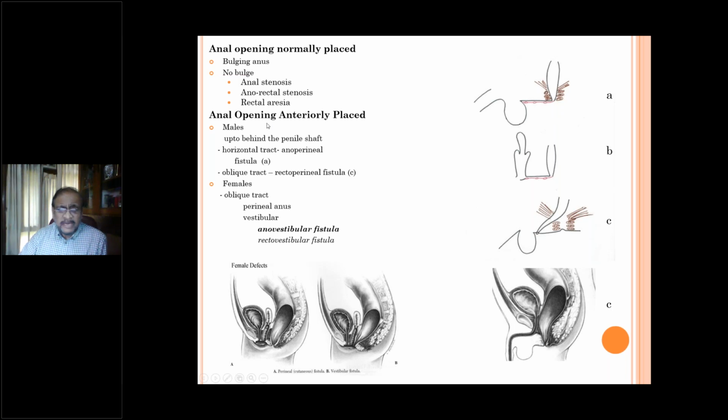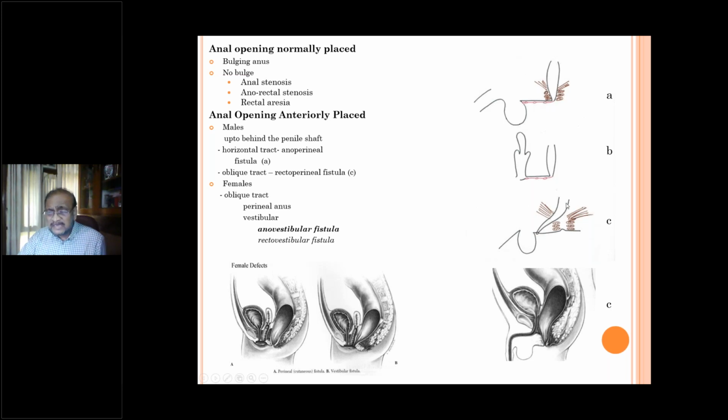Number two, anal opening anteriorly placed. And what does anterior placement mean? Anterior placement will be anywhere from here to here. See this, the scrotum, even further. It could be opening here, here, or here. In the female, here, here, here, up to the fourchette. Anyway, right? Now, one, it could be a subcutaneous tract tracking out here.